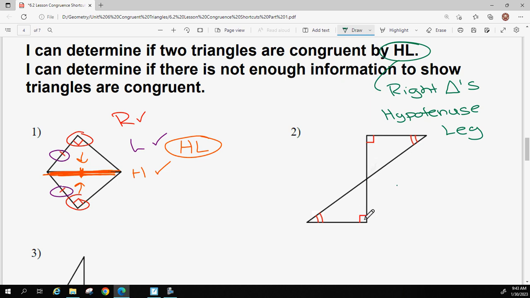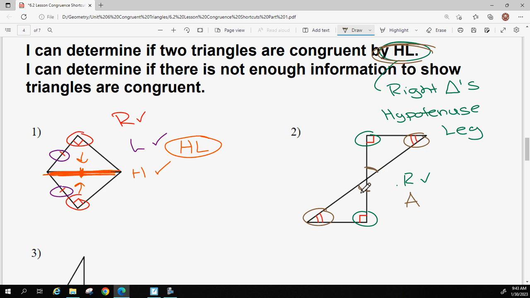If I look at this next one, I know that they're right triangles, but I don't know anything about their sides. Okay, we know that that angle and that angle are congruent, but you can see there's nothing about the angles when it comes to hypotenuse leg. And so therefore, I'm going to say we do not have enough information in these two triangles to use hypotenuse leg. Let's try one more thing.